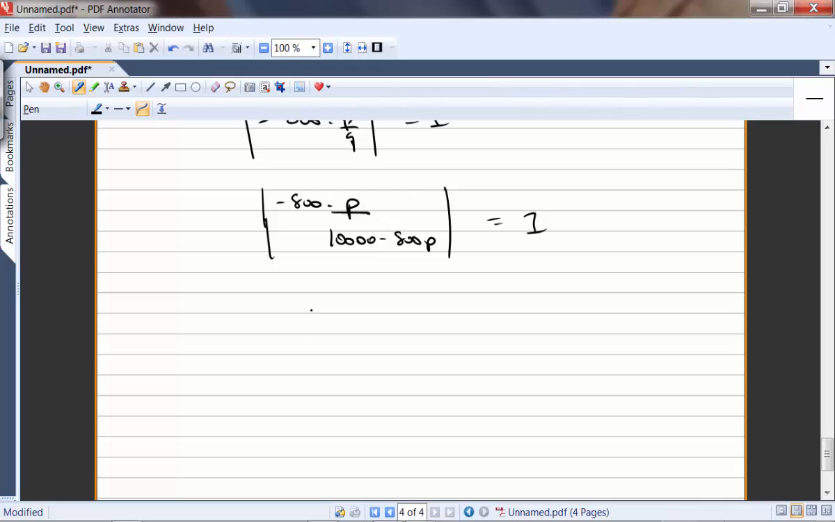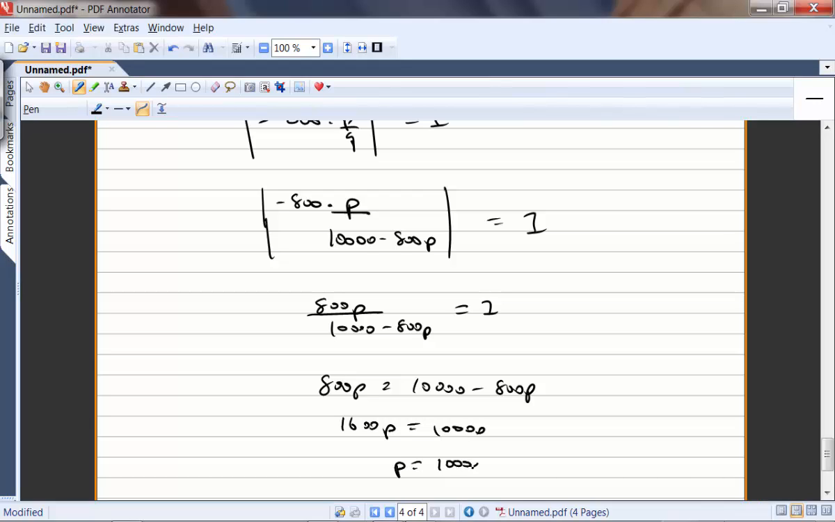So this is a multiplication symbol. The absolute value of negative 800P is just positive 800P over 10,000 minus 800P equals 1. So we have 800P equals 10,000 minus 800P. And then I'm just doing algebra here. Add 800P to both sides. 1600P equals 10,000. So P equals 10,000 over 1600, or $6.25, I believe, per unit.